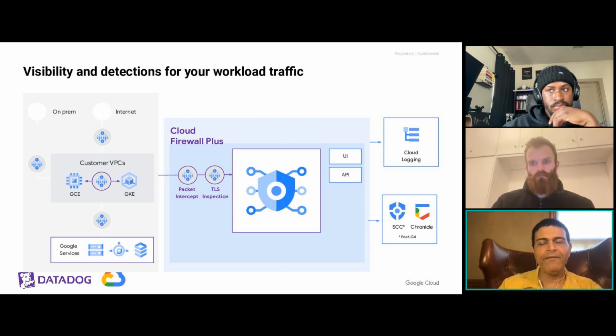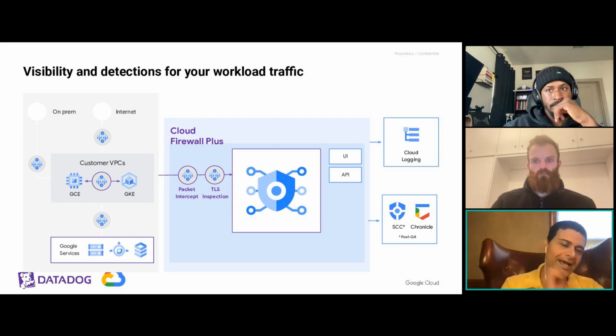So this is a very easy, seamless way to integrate an advanced firewall into your traffic. So you are not making any routing changes. Basically, you are not even going to your VPC and creating a route or a NAT policy, nothing. All you have to do is declare your intention through the Cloud Firewall Plus policy, and we will take care of everything for you.